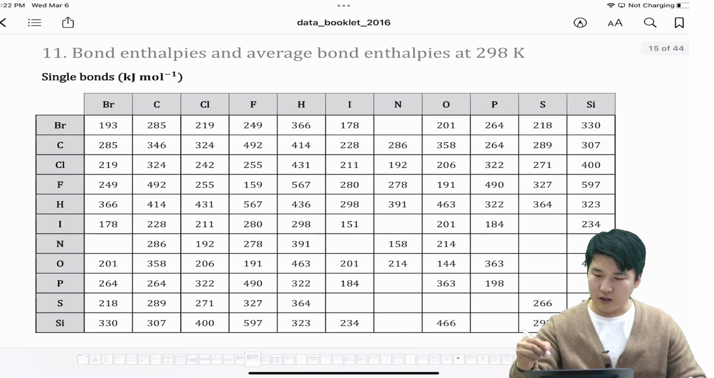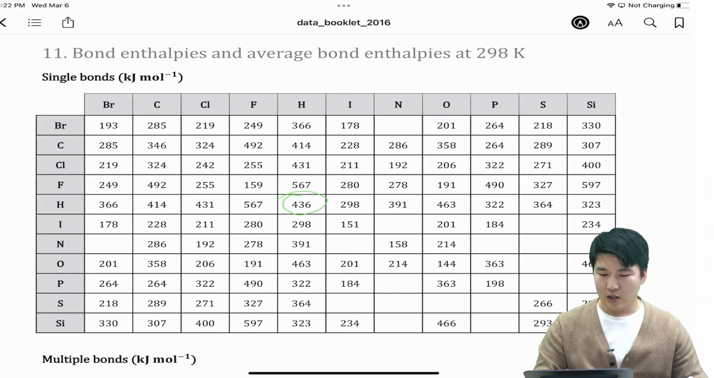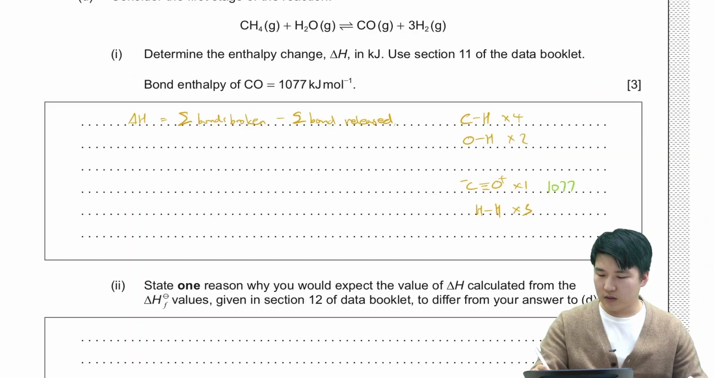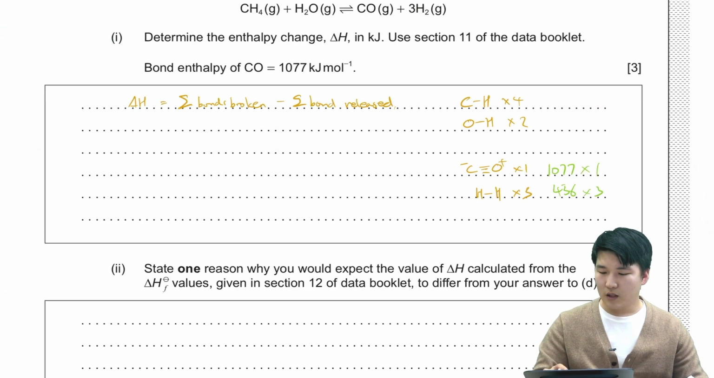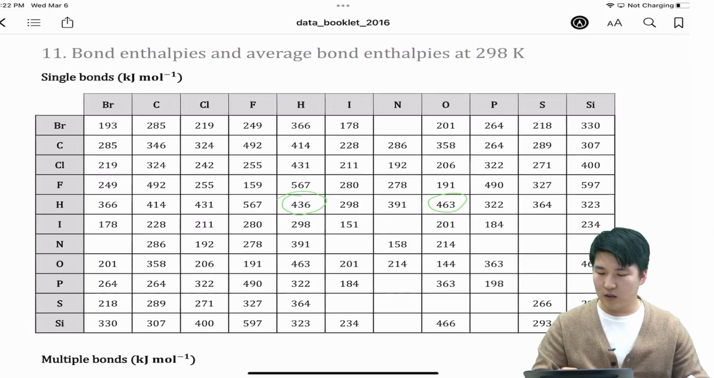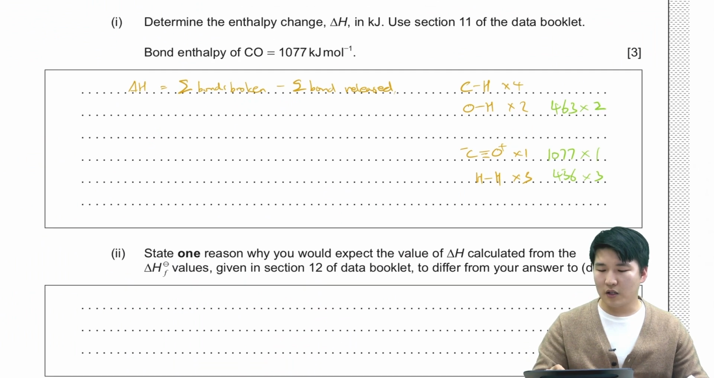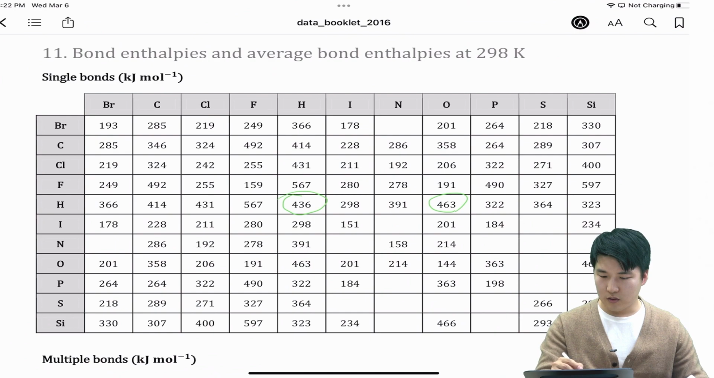We need, firstly, H–H. Let's work backwards. 436. We will need 436 times 3. Let's work out O–H. O–H 463. We need 463 times 2. The final C–H is 414.